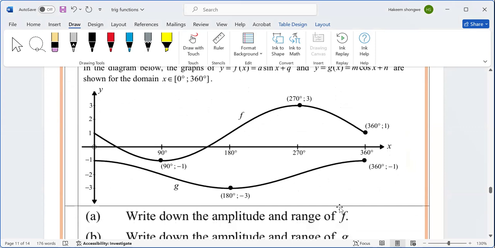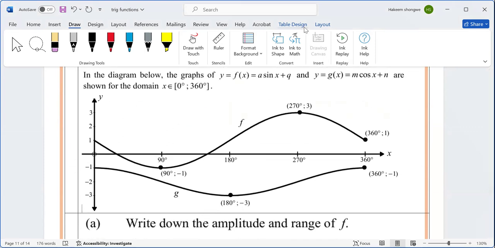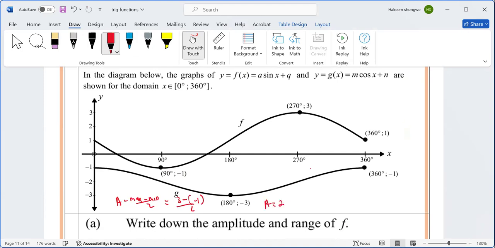They're being specific. Concentrate on what? On f. Now, let's talk about the amplitude first of f. How do you get the amplitude? Amplitude, you get it by saying maximum minus minimum divided by 2. In this case, you say my max is 3 minus open bracket minus 1. Then the answer is going to be 2. So our amplitude is going to be 2.